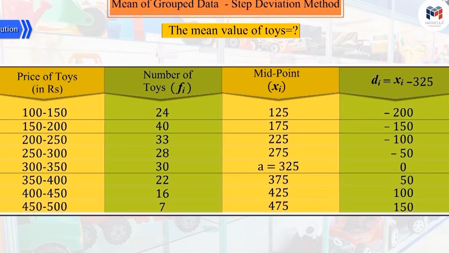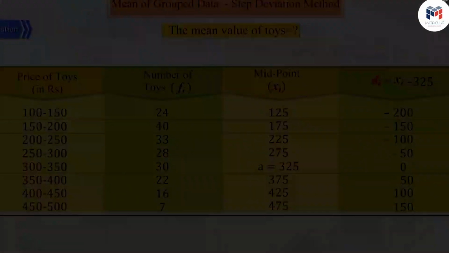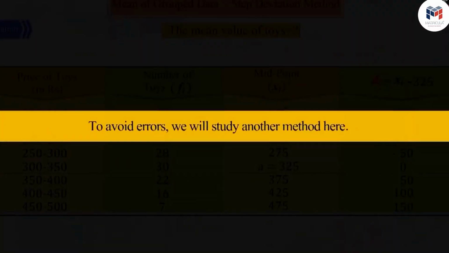But here we see that the values of di are large enough to cause an error. So to avoid errors, we will study another method here. Let's try to understand this.